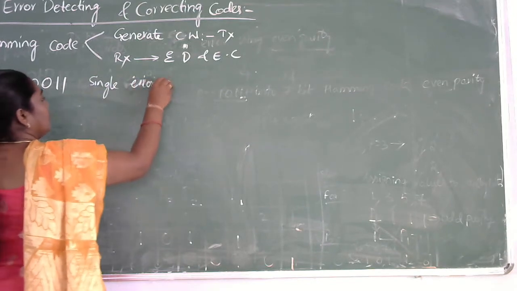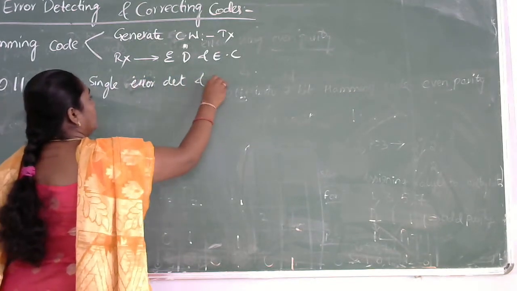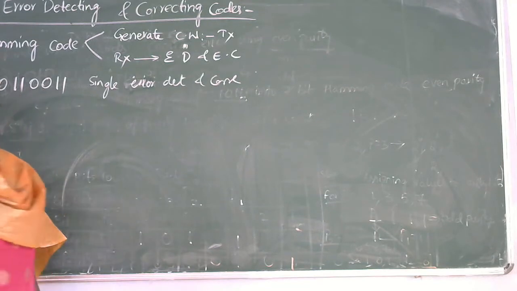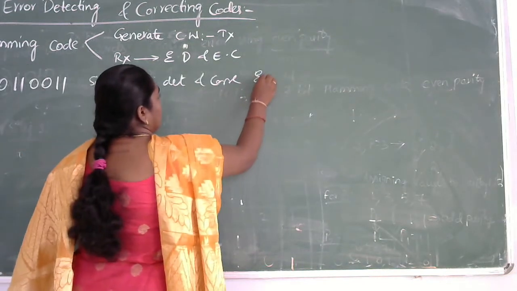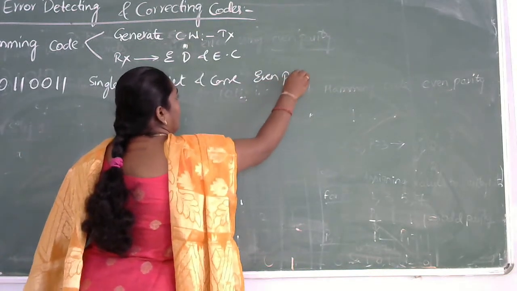Detection and correction, assuming it as even parity. So if I am assuming it as even parity, the total bits are 7.